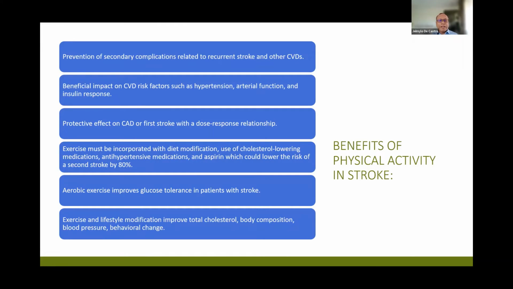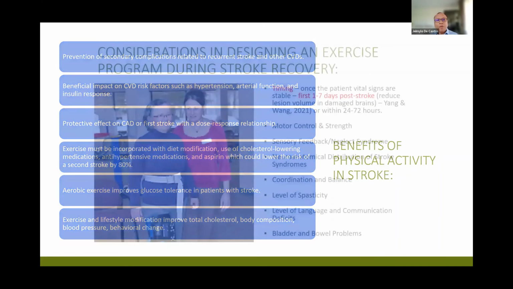And of course, exercise should be incorporated with other things like diet, use of cholesterol-lowering medications, antihypertensive medications, and aspirin. It lowers the risk of a second stroke by 80%, and we mentioned that earlier. Aerobic exercise improves glucose tolerance in patients with stroke. And exercise and lifestyle modification improve your total cholesterol, body composition, blood pressure, and behavioral change.